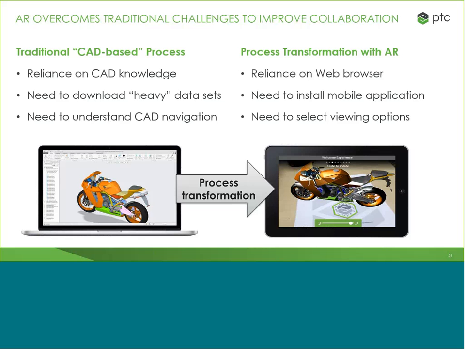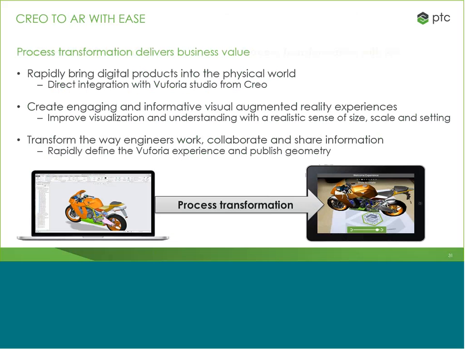So this I can give to anybody. I can give it to my kids, my wife, my brothers, my sisters, my neighbors, and they can look at the geometry. So how important is that for a company? This is what they need to know, because they're saying, AR, great, but what does it do for me? So this is establishing what's in it for you, Mr. Customer. Again, transform and deliver business value, right? Rapidly bring digital products into the physical world.